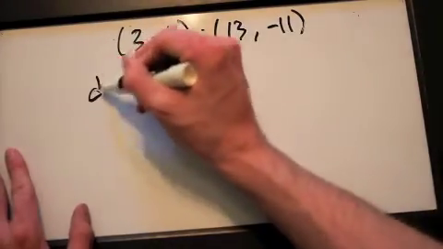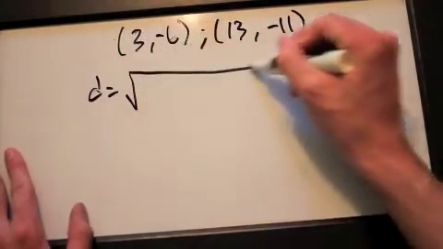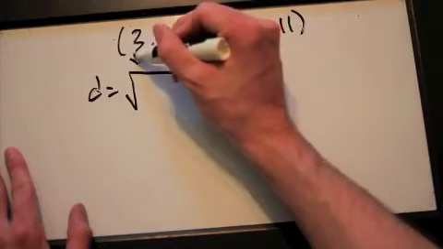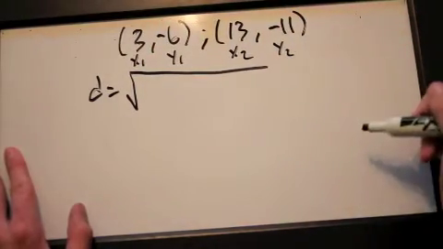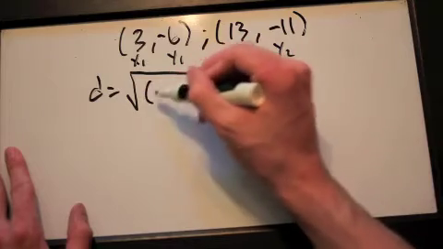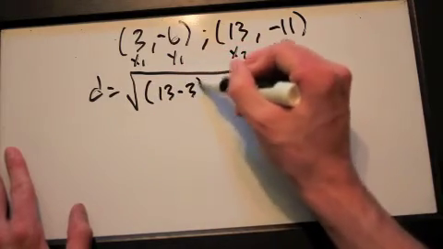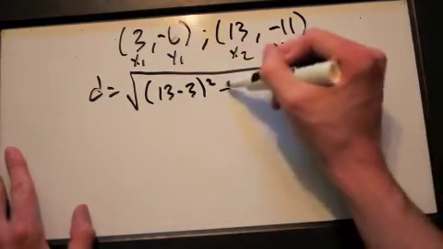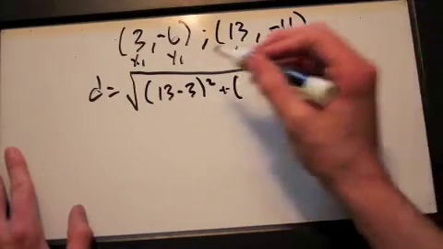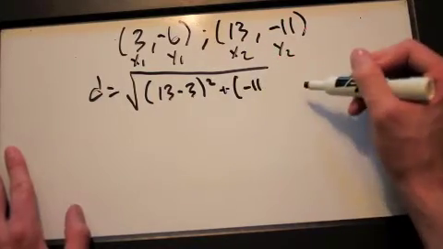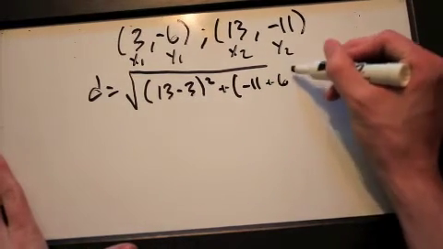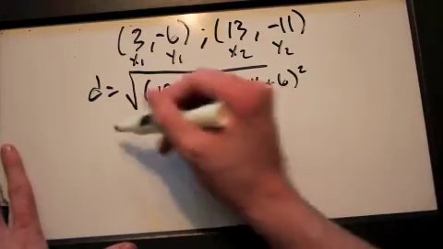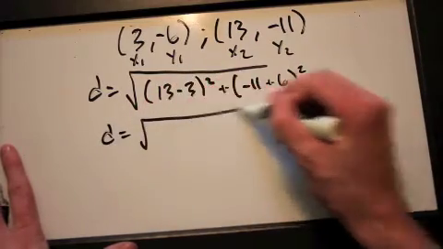So, distance. We've got the square root of, we've got x1, y1, x2, y2. So it's x2 minus x1, so 13 minus 3 squared, plus y2 minus y1, so we've got negative 11, and then minus y1. Well, minus negative 6 becomes plus 6. So D equals the square root.